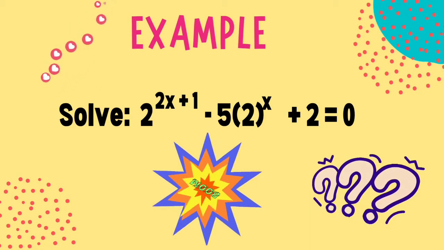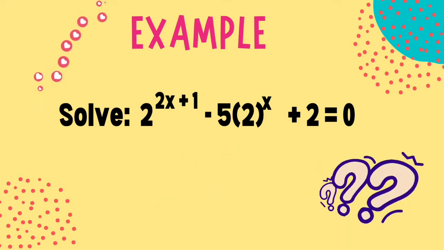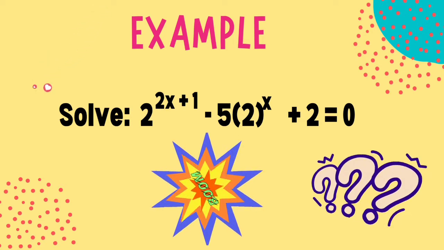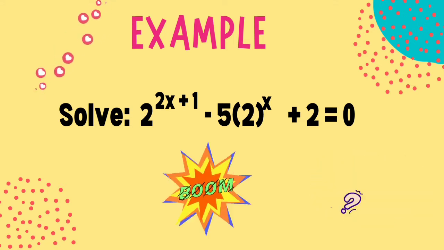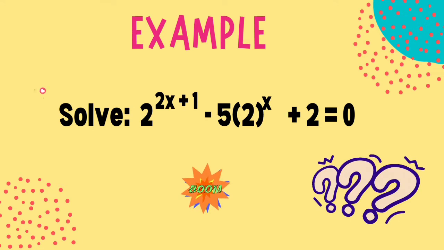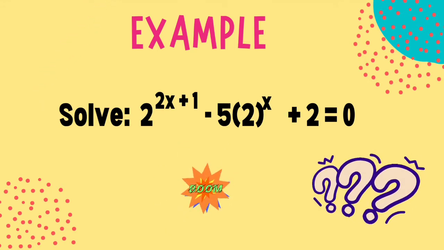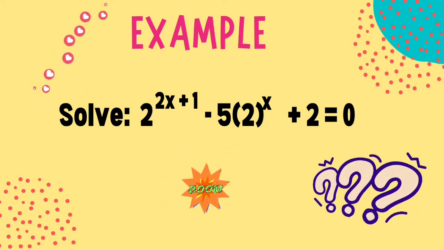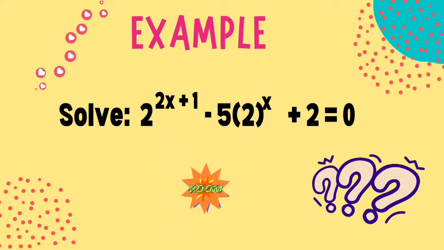Sometimes exponential equations eventually turn into quadratic equations. This is the last example we'll be taking for this class. And so you are to solve the equation 2 raised to power 2x plus 1 minus 5 bracket 2 raised to power x plus 2 being equal to 0. So to solve this expression, we'll first of all try to bring 2 raised to power x wherever it may be found in this equation. And so you have 2 raised to power 2x plus 1.